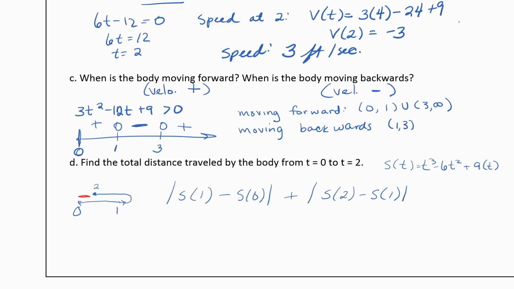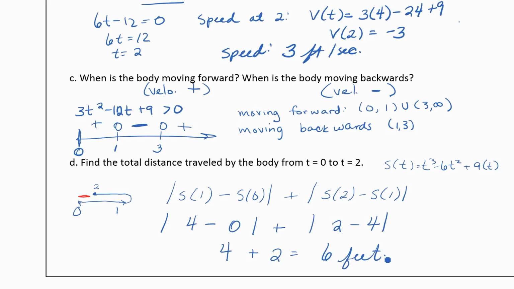So if you plug that into your calculator, or however you want to do it, s of 1 is 4, s of 0 is 0, and s of 2 is 2. So from this piece, we just get 4. Here we would have negative 2, and the absolute value would be 2. So here we've got a total of 6 feet.